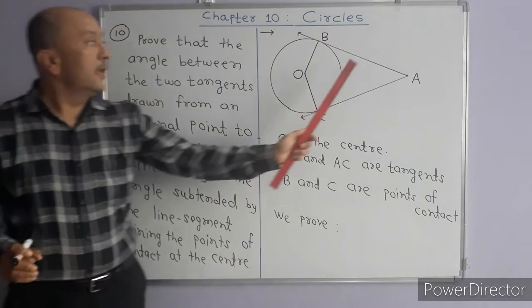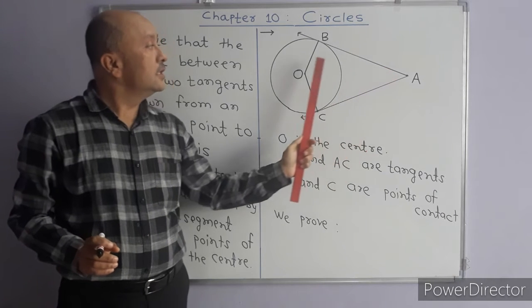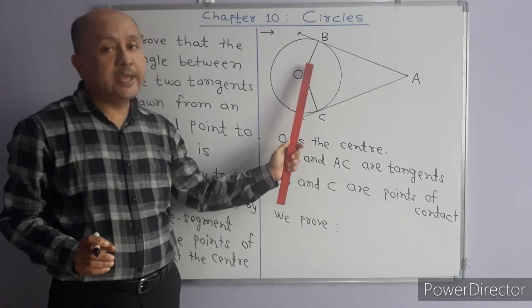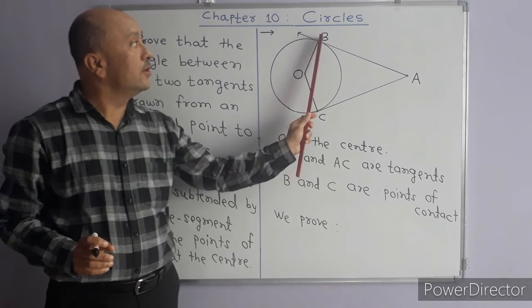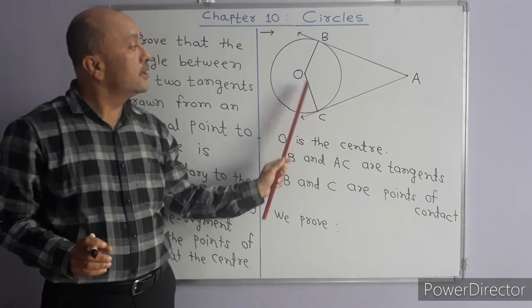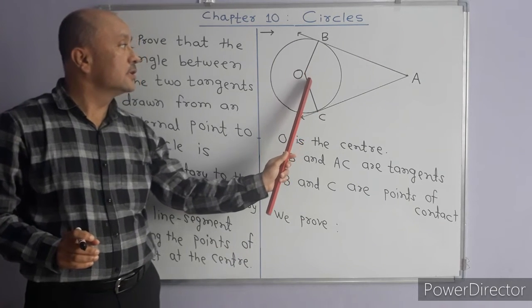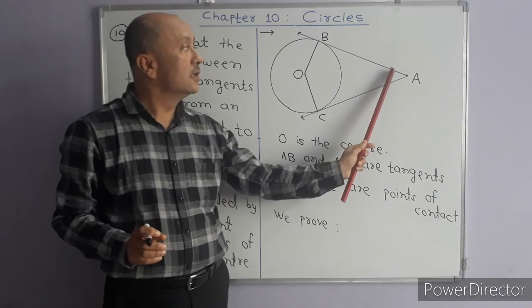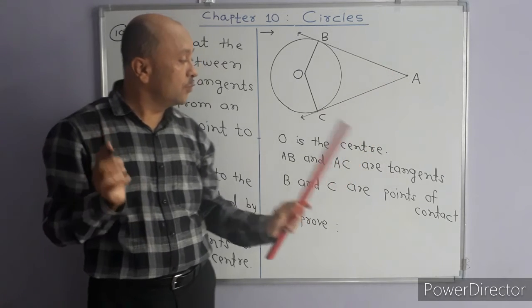Then one angle is formed here, that is the angle between the two tangents, and this is the angle between the two radii, or the line joining the center and the points of contact. So whatever angle is formed here, this angle and this angle, they are supplementary angles. This we are going to prove.